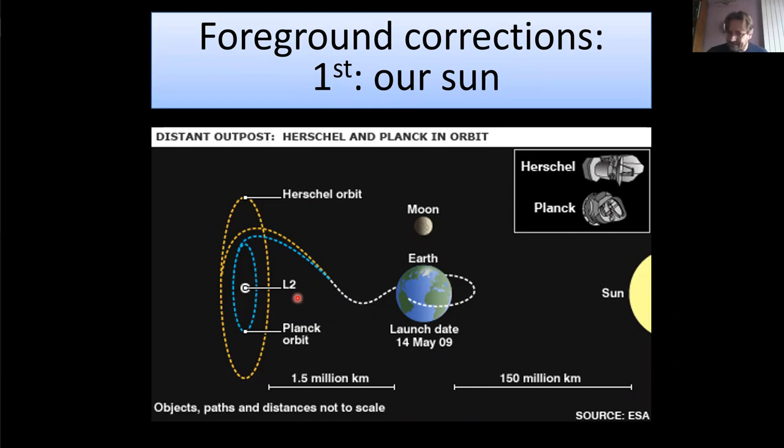It's now quite busy there because seemingly everybody likes to send their satellites to Lagrange point two. The Lagrange point one, which is 1.5 million kilometers away, meaning 1% of the distance Earth to Sun. Well, what is the Lagrange point one?